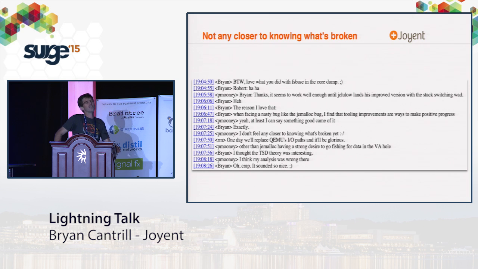But Patrick had this beautiful, beautiful theory about what was going on. Unfortunately, that theory was contradicted by the data. I hate it when that happens. So it was a beautiful theory. It was so nice, but it was wrong. So we're not any closer to knowing what's broken, which is awful.